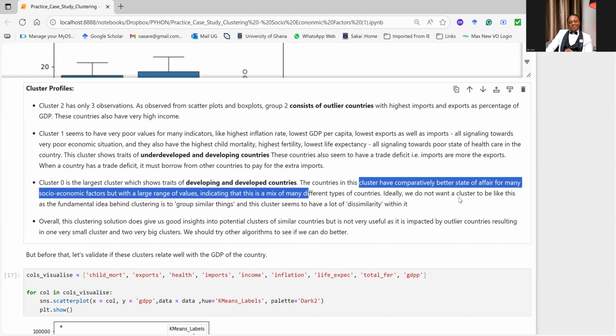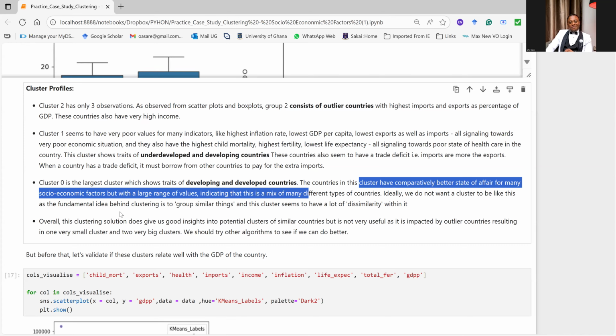Ideally, we don't want a cluster to be like this because the fundamental idea behind clustering is to group similar things together. And this cluster seems to have a lot of dissimilarities within it. And it's so true because it's in the middle. Part of them are poor, part of them are rich. So it makes it a little bit difficult. But generally, this clustering algorithm gives us some knowledge into the potential groups of similar countries.